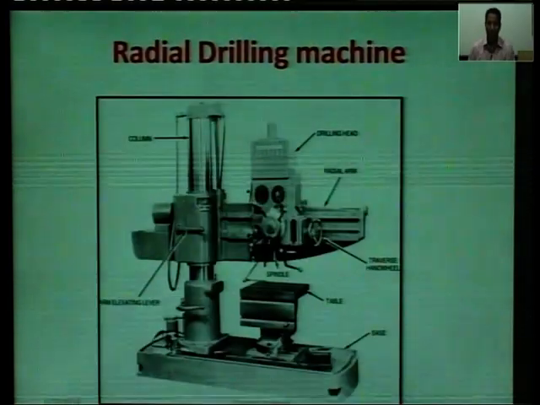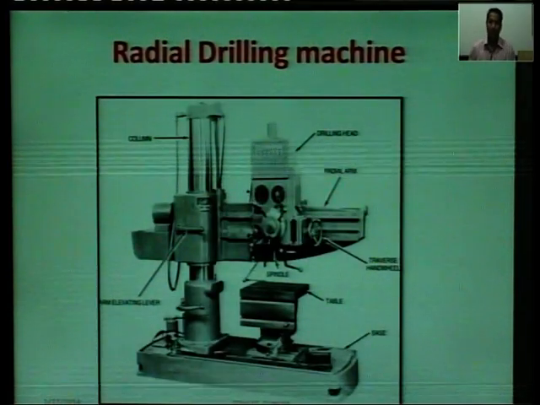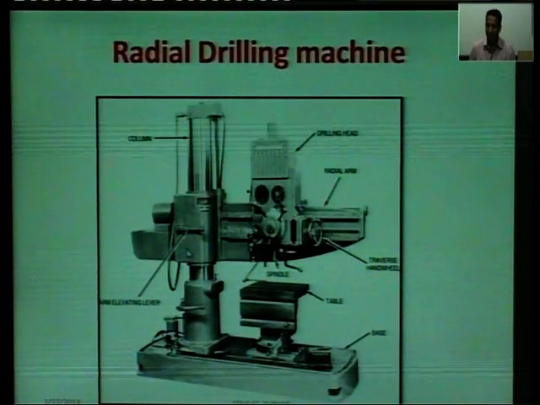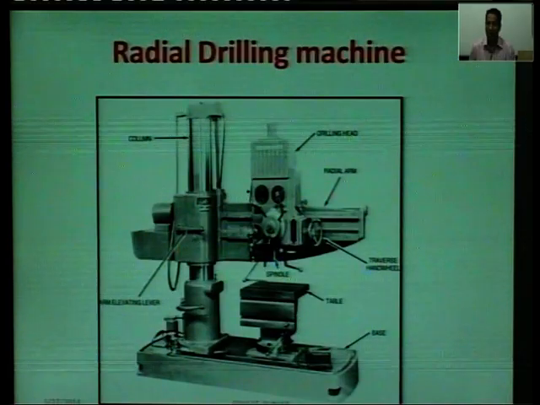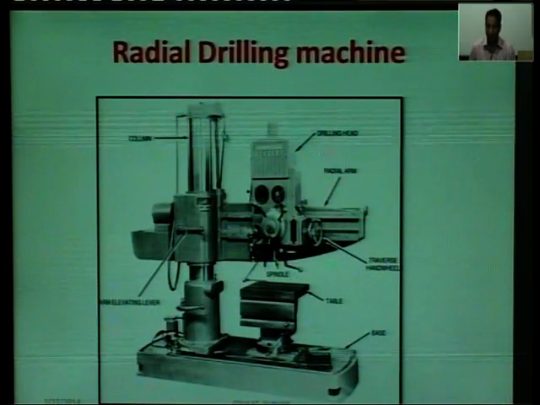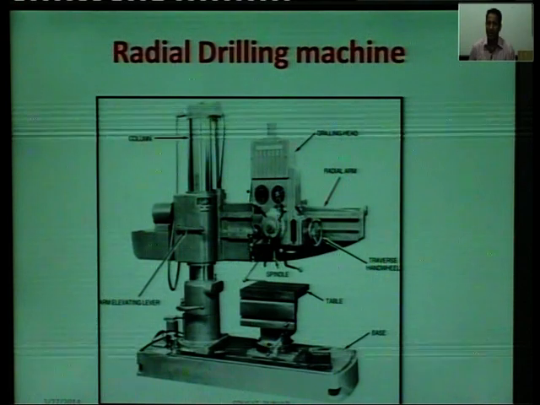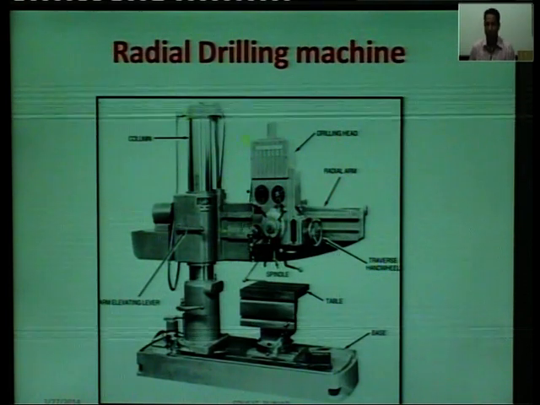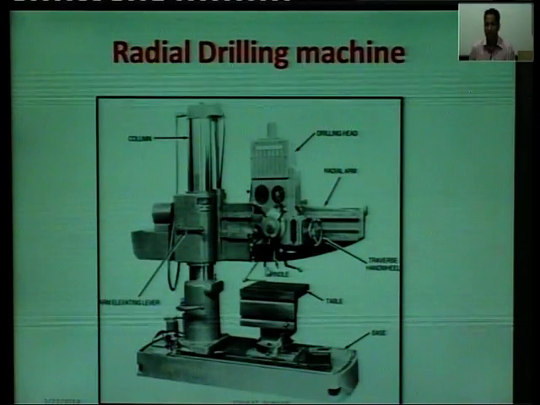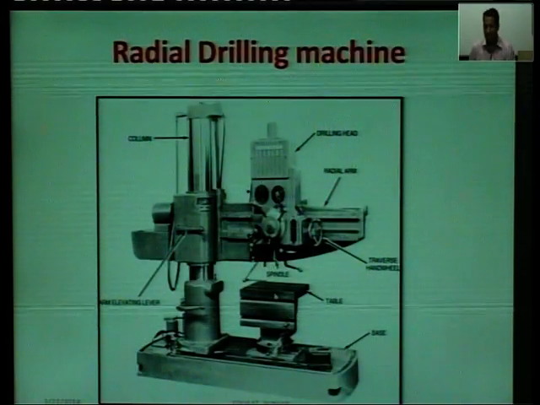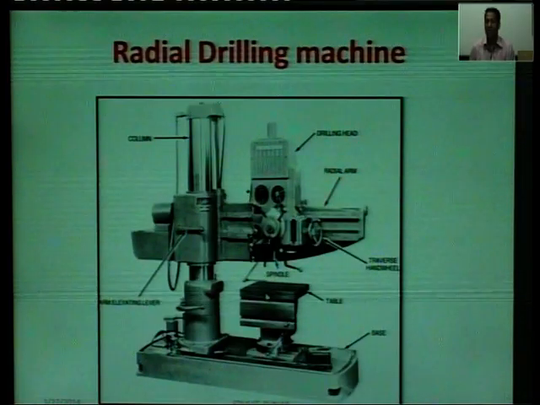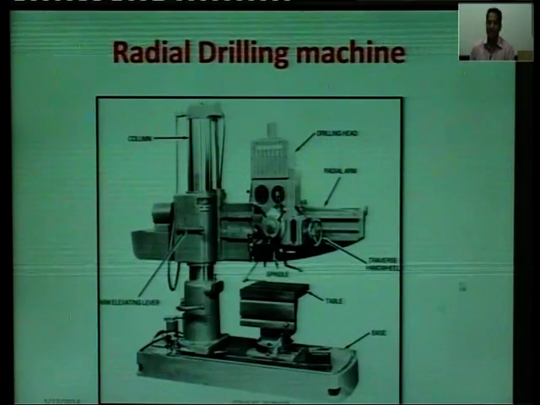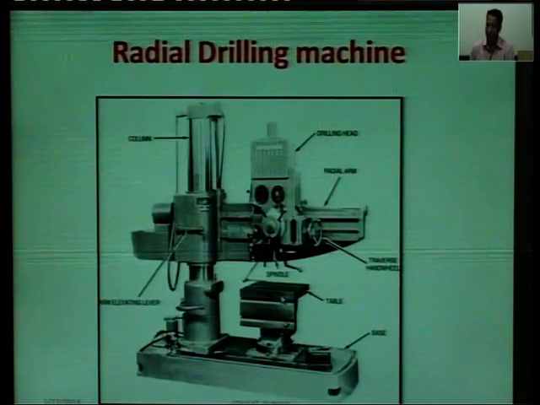I will show you the diagram of this. This is the radial drilling machine. Now you see this is the base and this is the vertical column. Now this is the arm, radial arm. It can move up and down. On this radial arm, this is the radial head. It can move from left to right or right to left. On this you can hold a drill and this is the table. On this table you can fix the job on it. As a result, you can produce a hole in the workpiece.